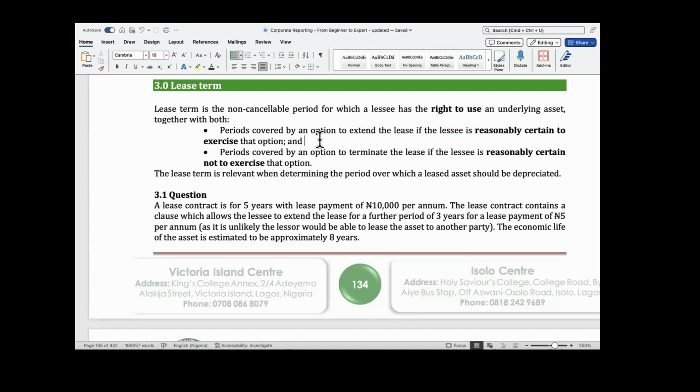So if they tell us that the lease time is 5 years, meaning that the 5 years is non-cancelable, it's not something we can say we want to cancel down the line. But if in the same contract we were told that it's favorable for the lessee to extend by another 2 years, that means it's certain that the lessee will extend. So in that wise, the lease term is not just going to be that 5 years, the non-cancelable period, anymore. It's going to be 5 plus 2, because we're told that it is favorable for the lessee to extend by another 2 years.